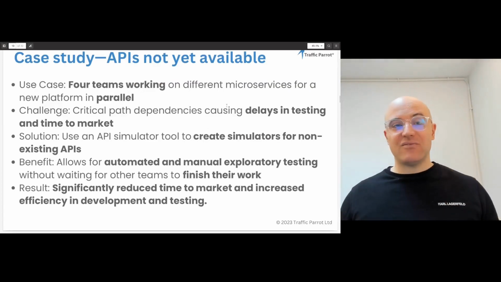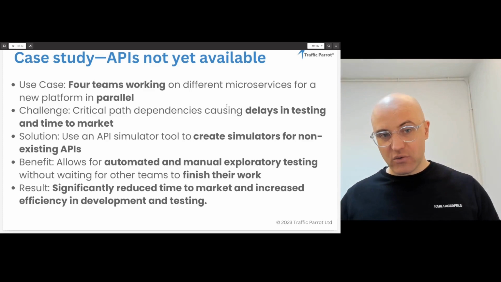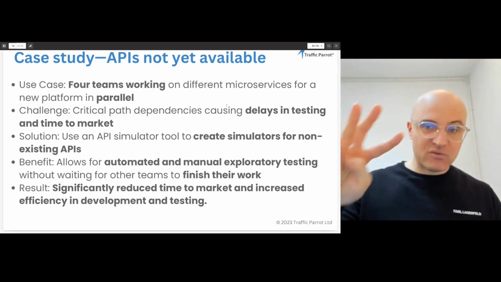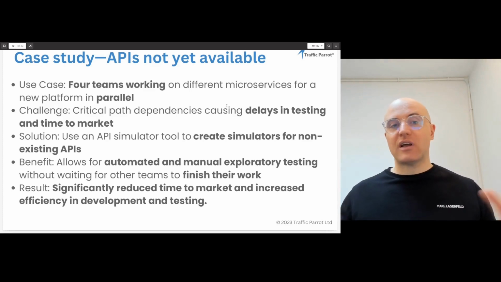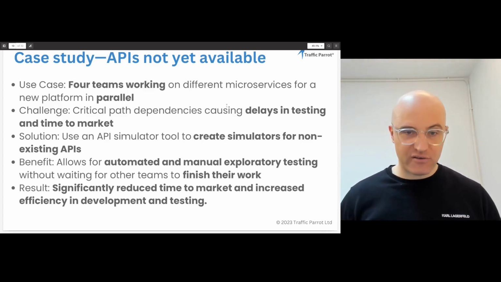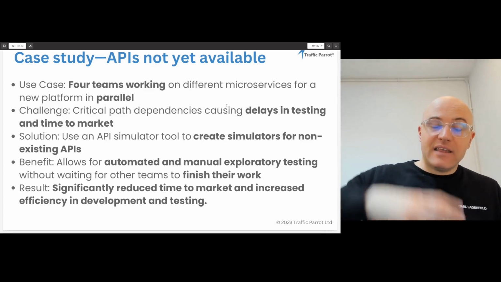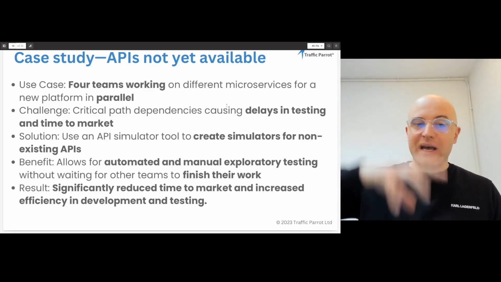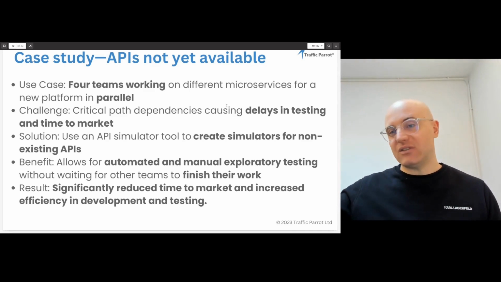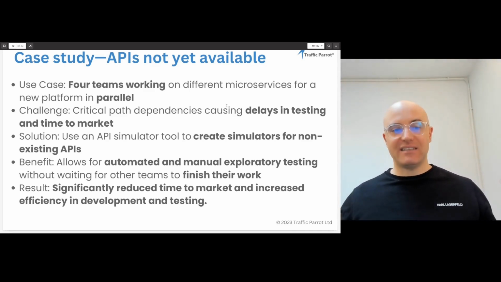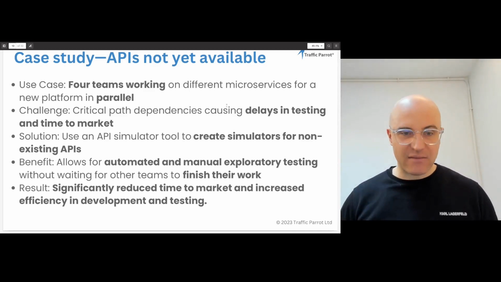A case study from a team that I was working with, a department of 4 teams working on different microservices on a new platform, and those teams wanted to start working in parallel on different microservices. Unfortunately, the teams had dependencies, so Team A depended on Team B, which depended on Team C, which depended on Team E, which caused delays in testing, development, and generally time to market.